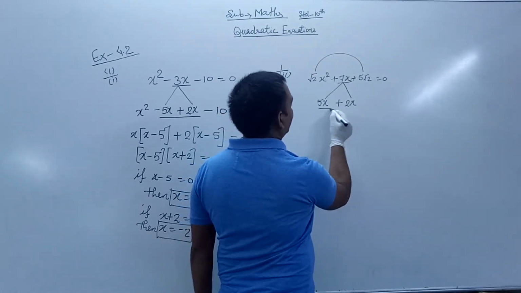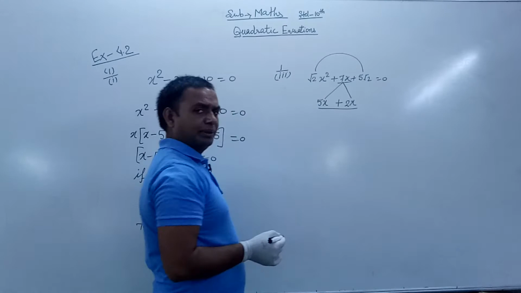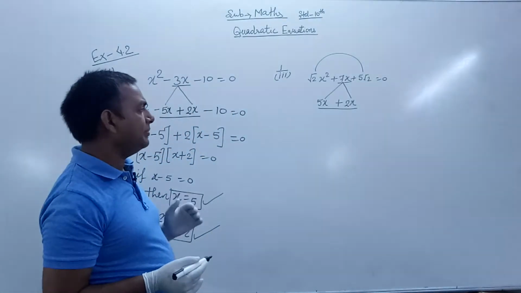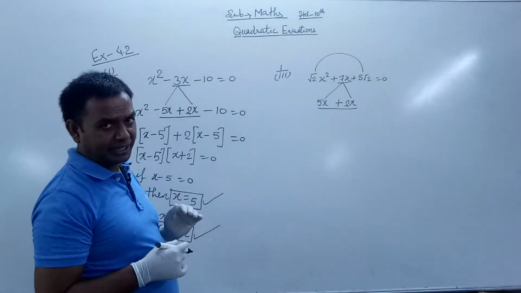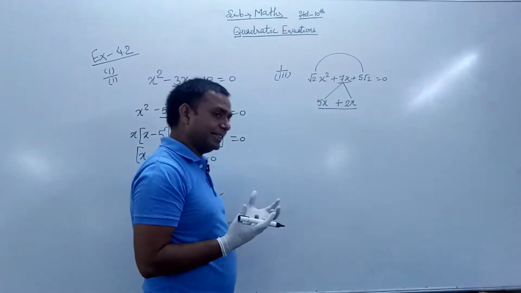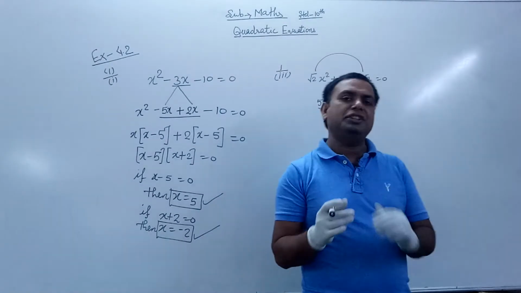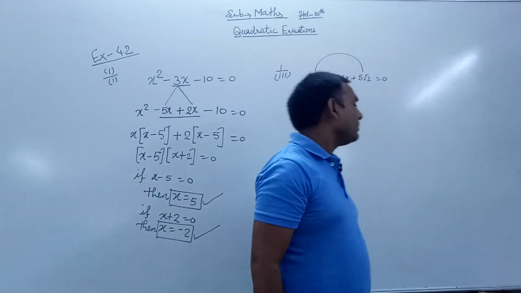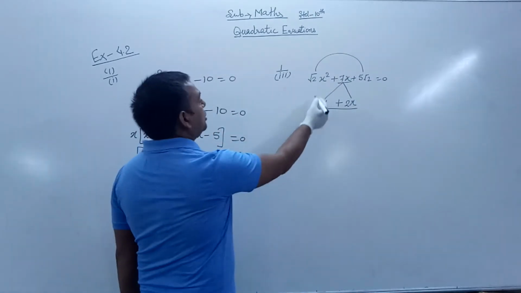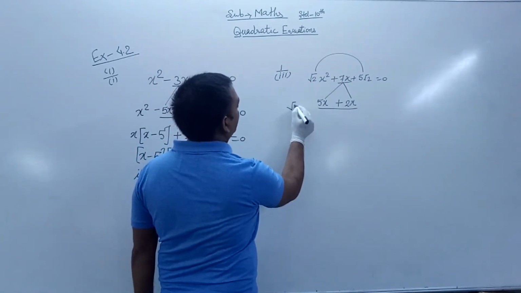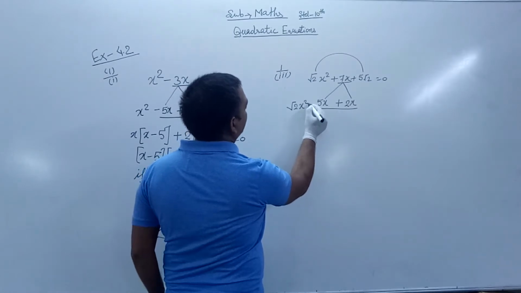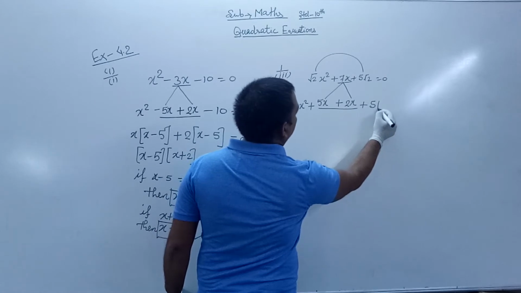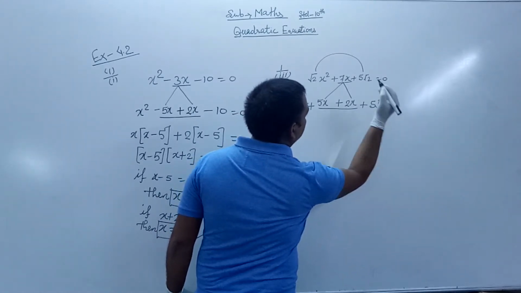You see, 5x plus 2x is equal to 7x, and if you multiply 5x by 2x, it is converted into 10x square. Okay, all of you understand? Yes. Then you put the other values: root 2 x square plus 5x plus 2x plus 5 root 2, and that is equal to 0.